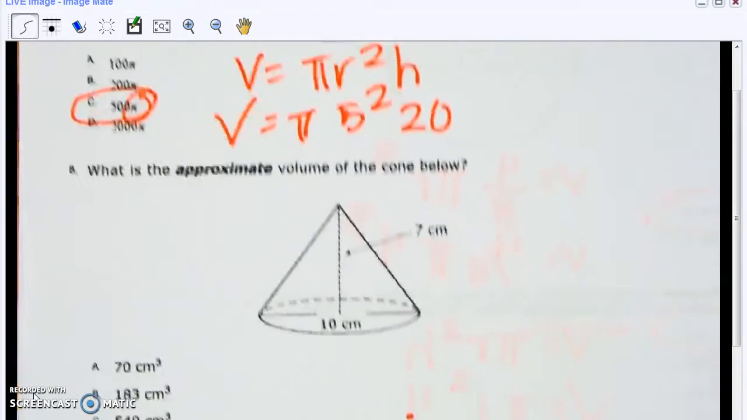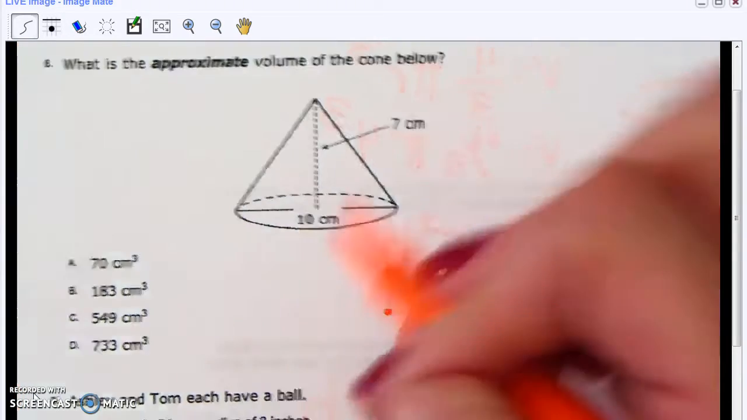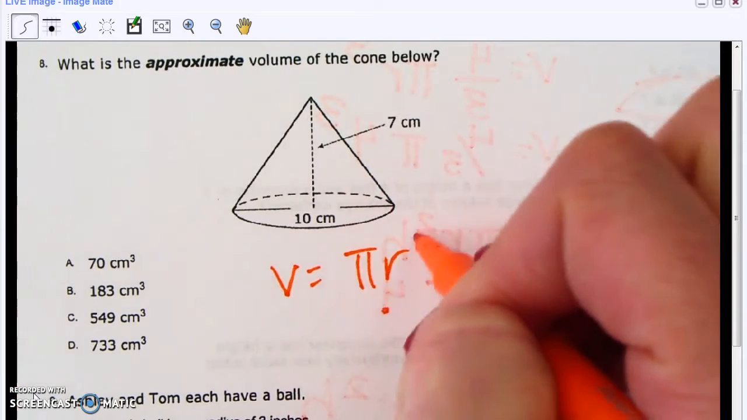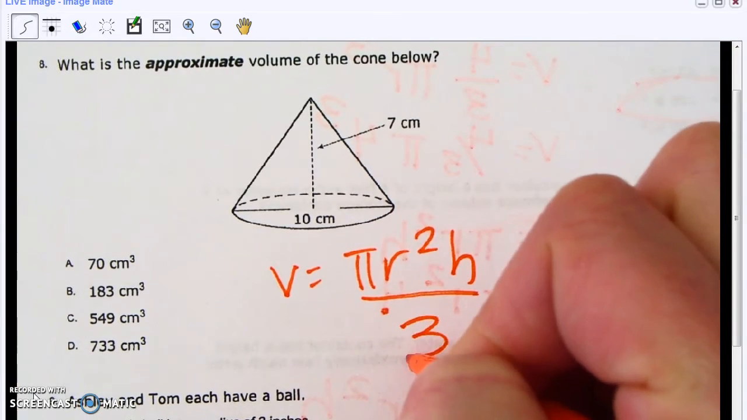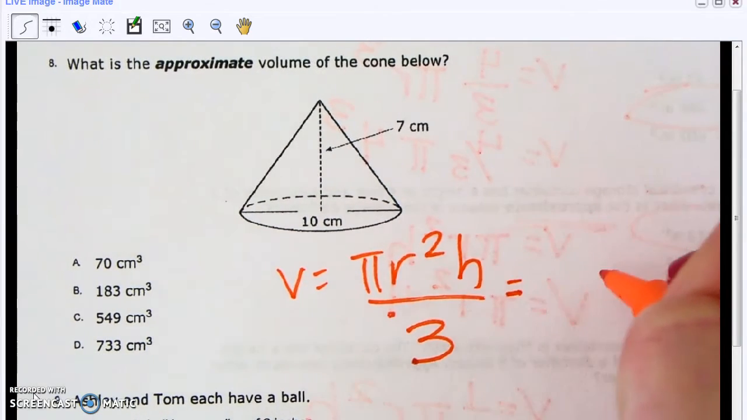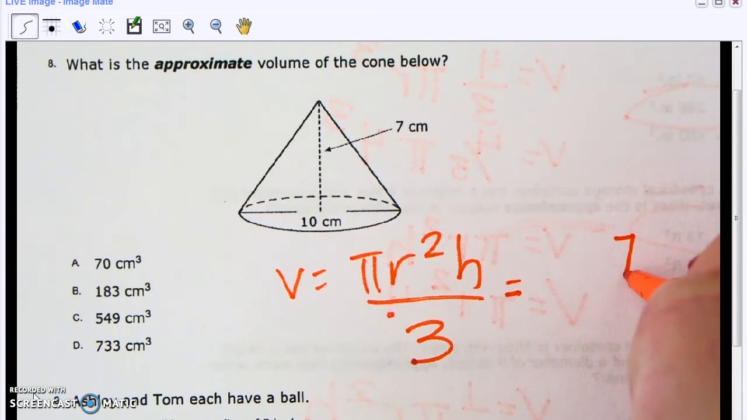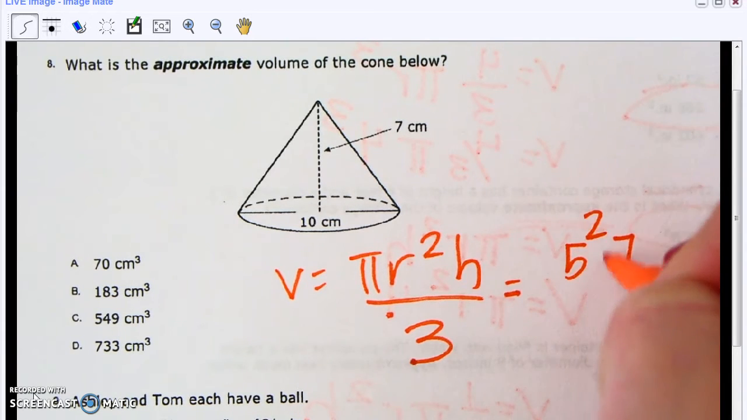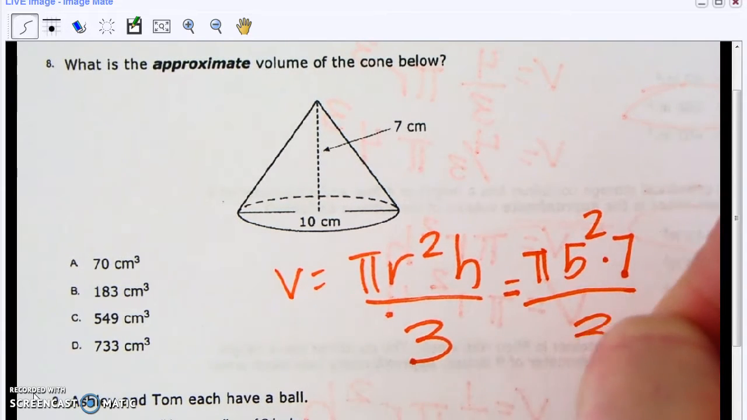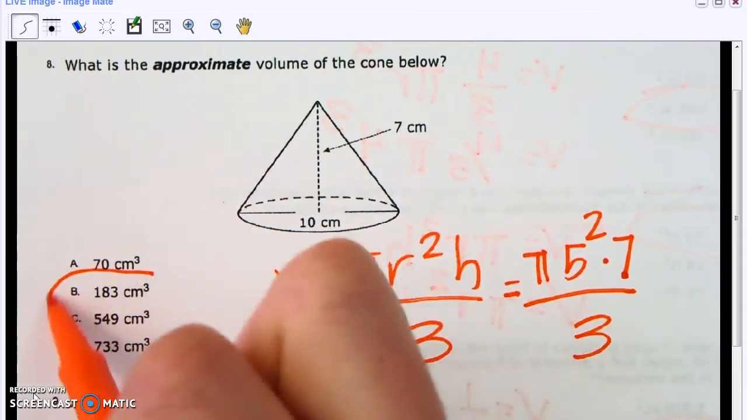The approximate volume of the cone, we have pi r squared times the height divided by 3. The height is 7. The radius is going to be 5 because the diameter is 10. When I type all that into my calculator, I get B.